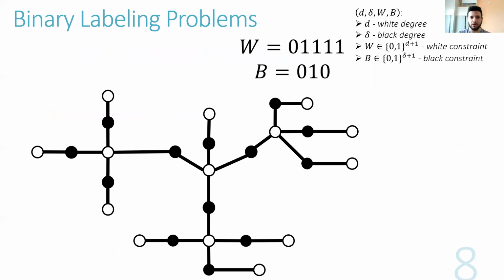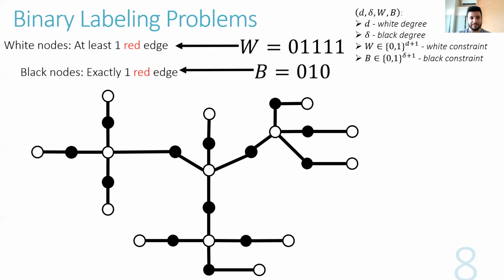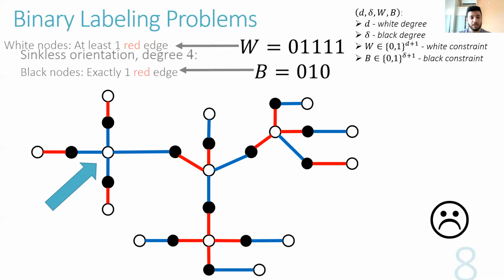So now let us take an example for a binary labeling problem. Specifically, let us look at the following problem. And well, we can see from its definition that white nodes are required to have at least one red edge adjacent to them in the final solution, and black nodes need to have exactly one red edge adjacent to them in the final solution.